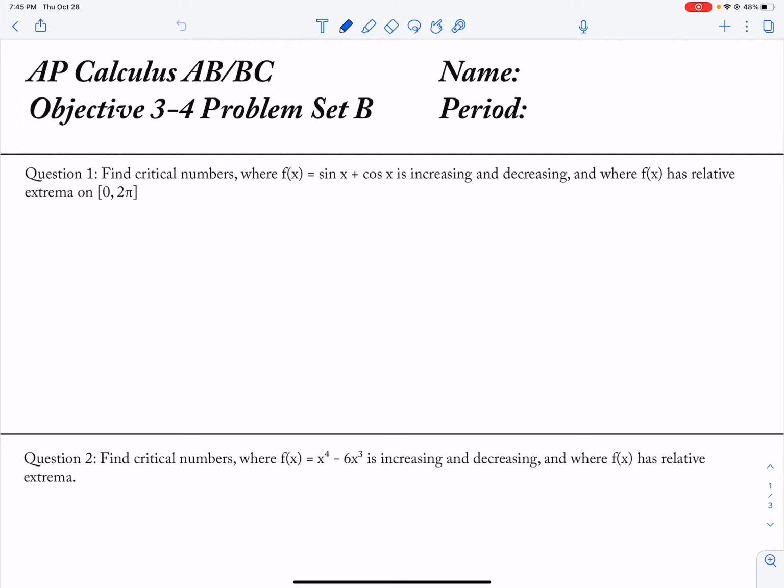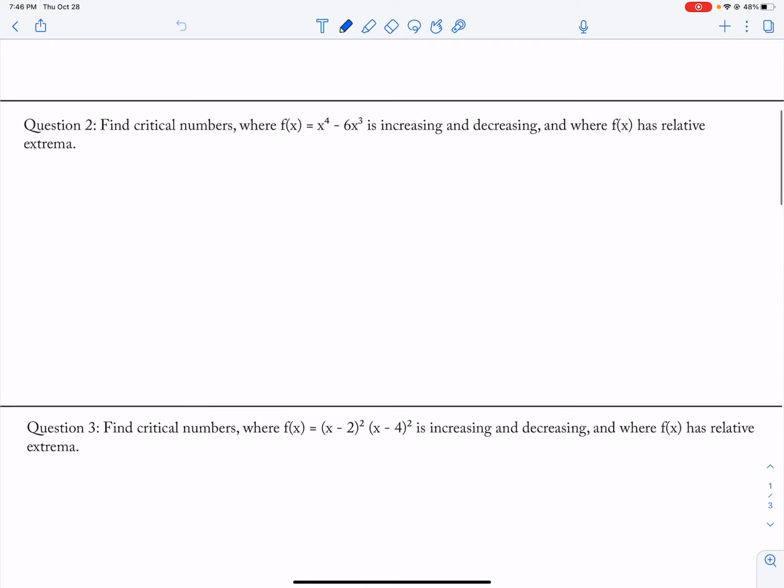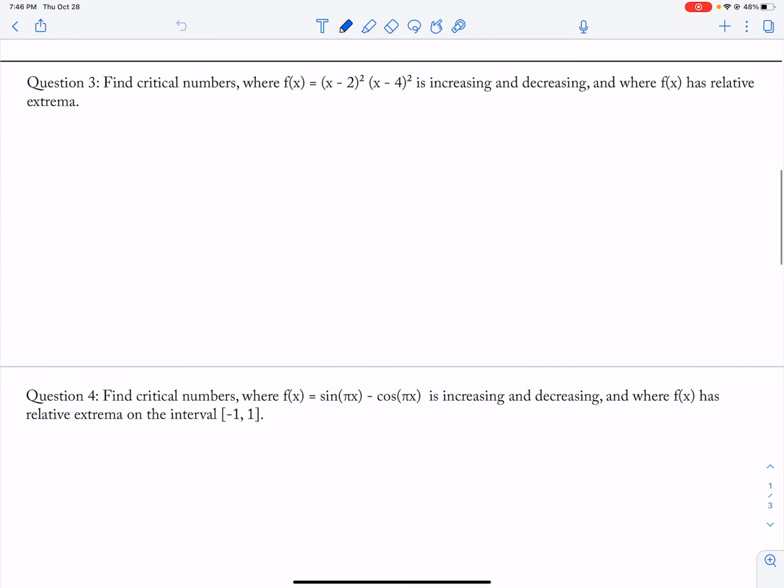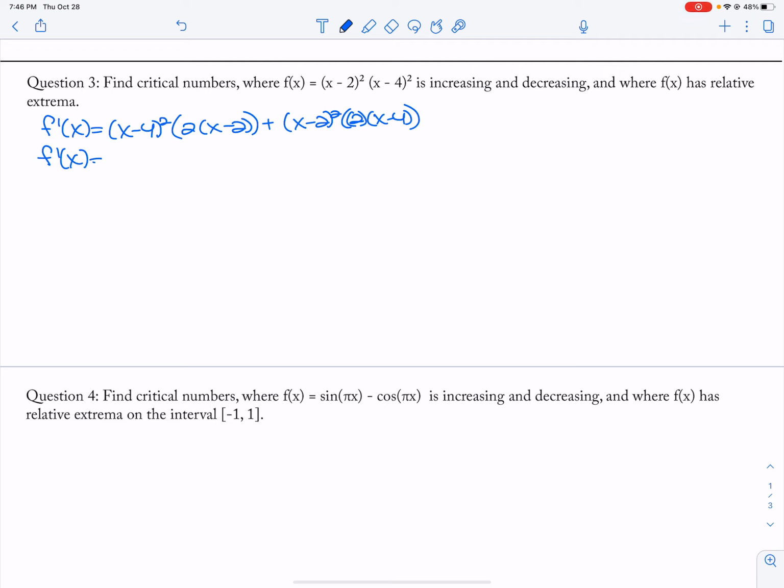Okay, so let's go ahead and take a look at this. We are back to question 3. So f prime of x is equal to (x minus 4) squared. This is a product rule. And then plus (x minus 2) squared times 2 times (x minus 4). Okay, so now f prime of x is equal to (x minus 4), the quantity squared.